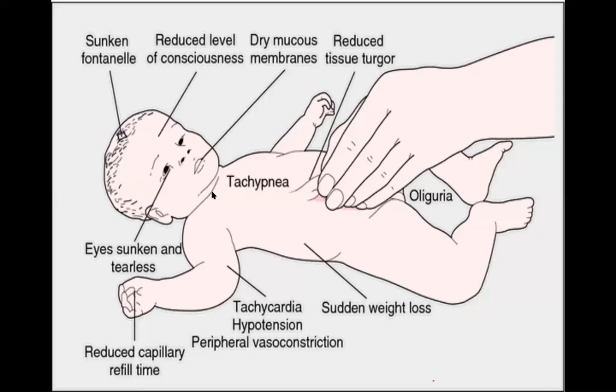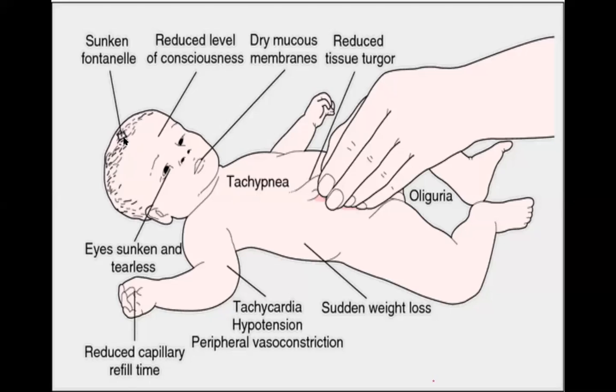Let me explain this. We cannot ask all the students because it will kill a lot of time. So sunken fontanelle means the anterior fontanelle, which is present in babies younger than 18 months of age. The anterior fontanelle closes at 18 months, so the fontanelle is only present until that age. In case of severe dehydration, the anterior fontanelle is depressed. This is called sunken fontanelle.